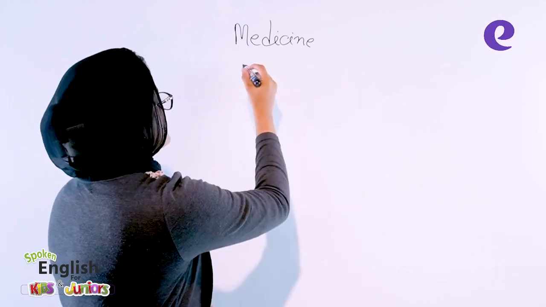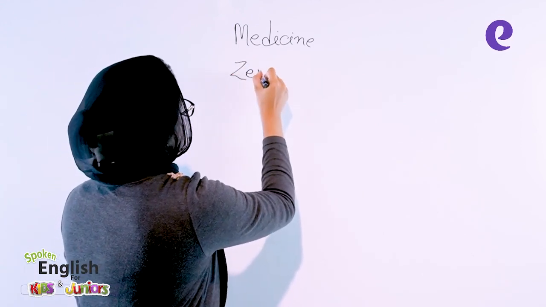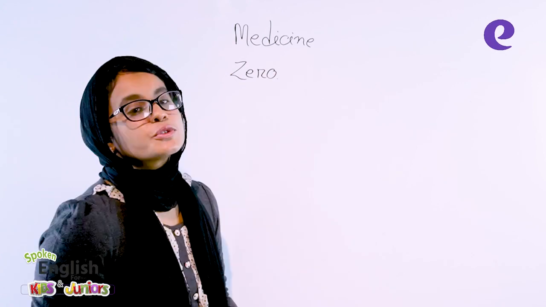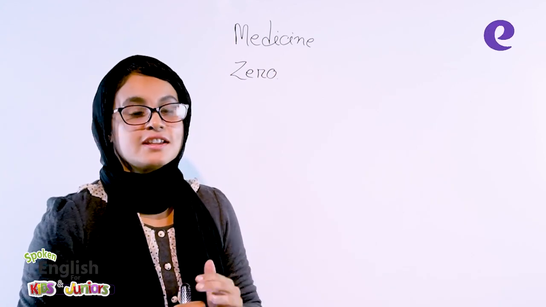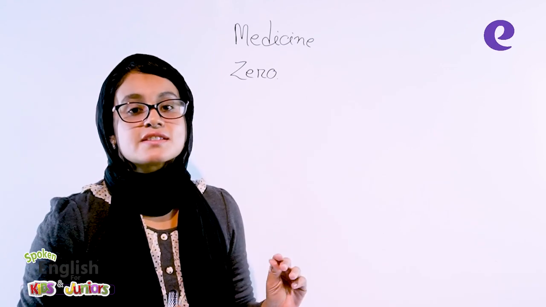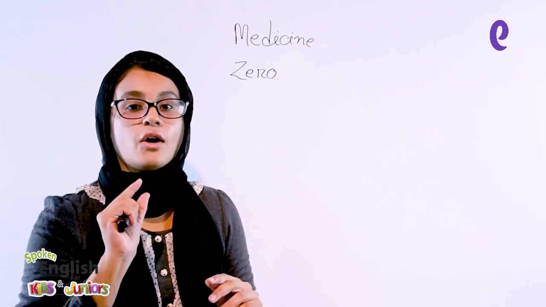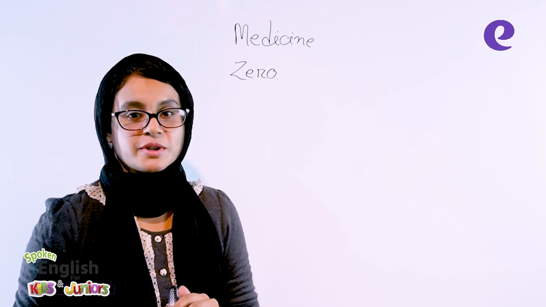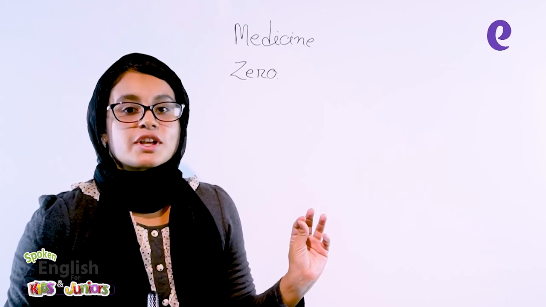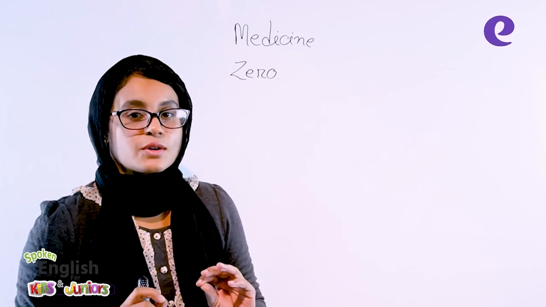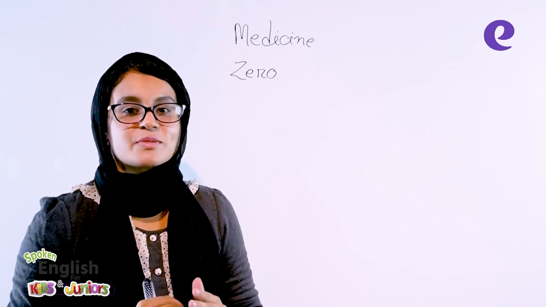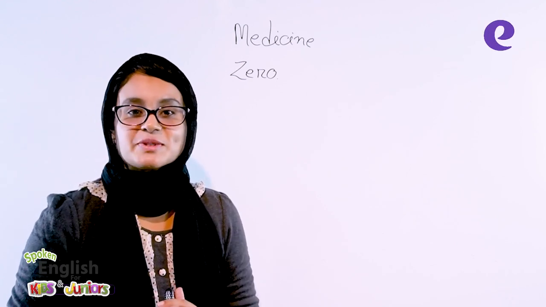Alright. The second word I'm writing, this is the common word we know, but we need to know the right pronunciation. The right pronunciation of the word is zero. So the right pronunciation is zero, not zero. Okay, if I make a funny sentence, my friend got zero in mathematics.